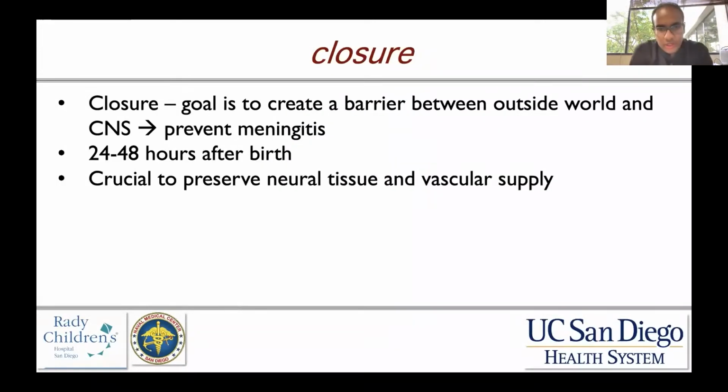So closure. So what's our role here? Well, if a child has an open neural tube defect, you need to close it. The reason is because you want to create a barrier between the outside world and the central nervous system. And the primary goal of that is to prevent meningitis and further neurological decline.